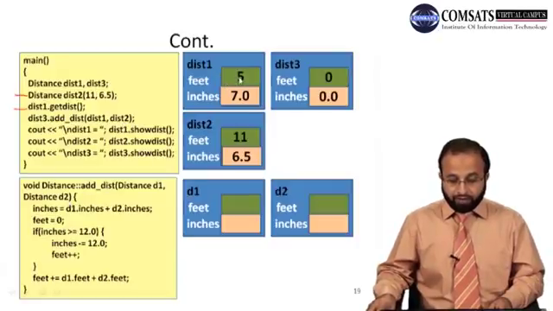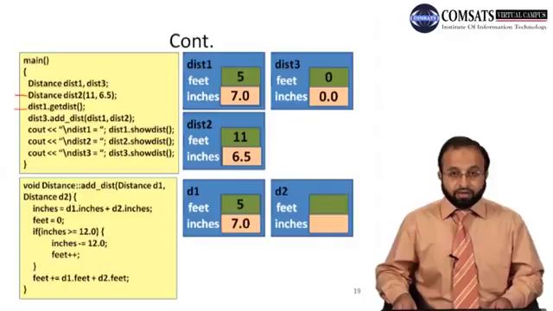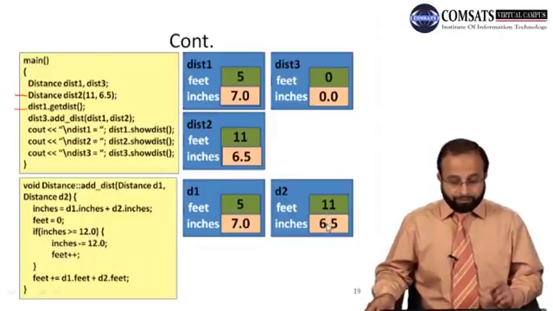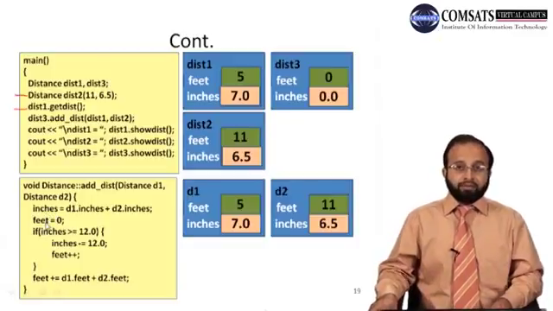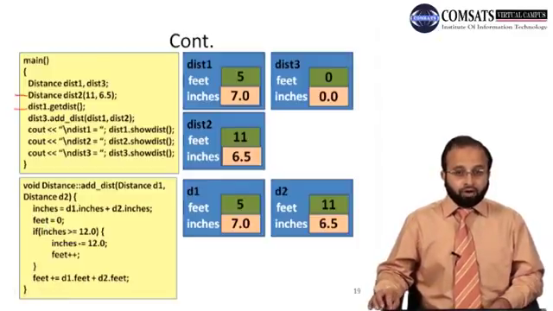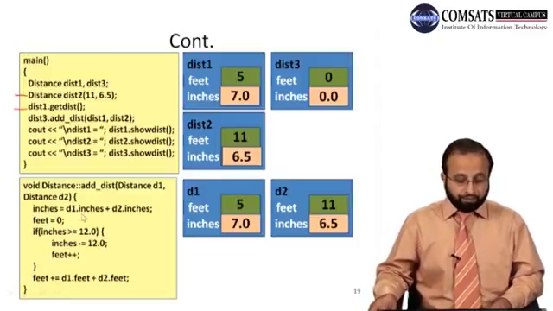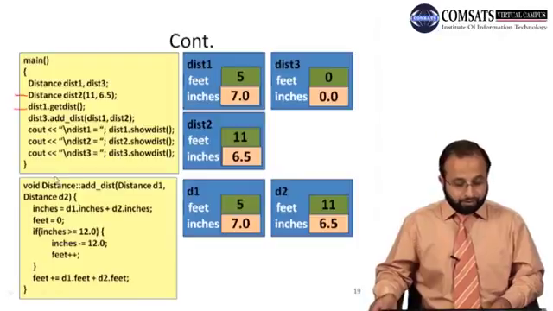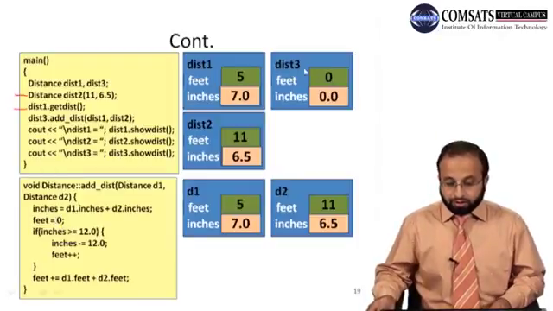So dest1 की जो value है, 5 and 7.0, that will be copied to d1, and the value of dest2, that is 11 and 6.5, will be copied to d2. 11 and 6.5, write this. Okay. Now the next thing is the inches and the feet. Now these inches and the feet are the private data members of the object with which you have called the addDest function. So किस object के साथ आपने addDest का function call किया था? dest3 के साथ call किया था. So these are the private data members of dest3, which is this object, right?